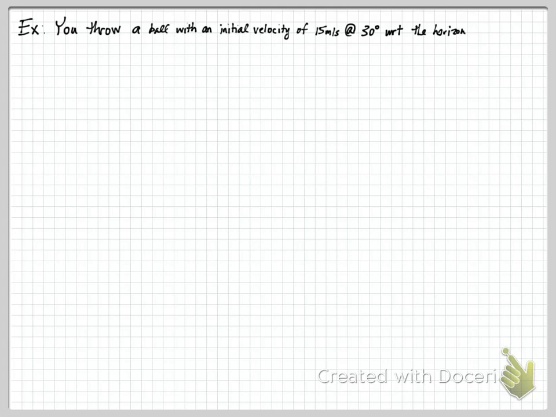Suppose that you throw a ball with an initial velocity of 15 meters per second at an angle of 30 degrees with respect to the horizontal. This is something that might come up in a typical projectile motion problem. Then I'll ask, what are the components of that velocity vector?